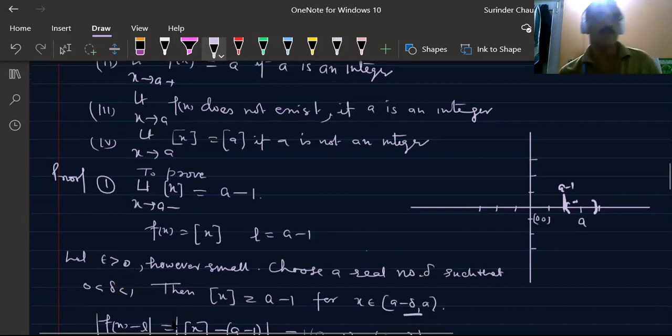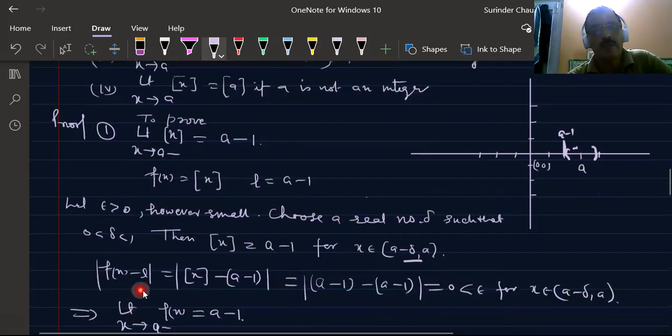Now again, the same definition for the second part. Given epsilon greater than 0, however small, you can choose a positive delta such that 0 is less than delta, less than 1. Then what will be the value? The greatest integer less than or equal to x in the right neighborhood will be a for all x belonging to the right delta neighborhood of a. Now |f(x) − L| is equal to the greatest integer function of x minus a, which is a minus a, equal to 0, less than epsilon for all x belonging to (a, a plus delta).